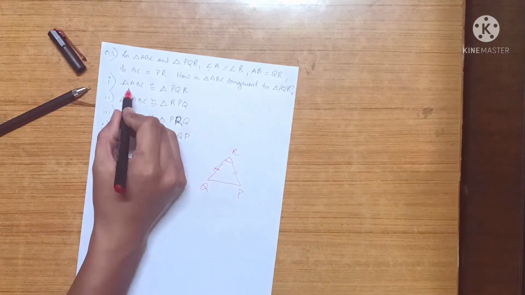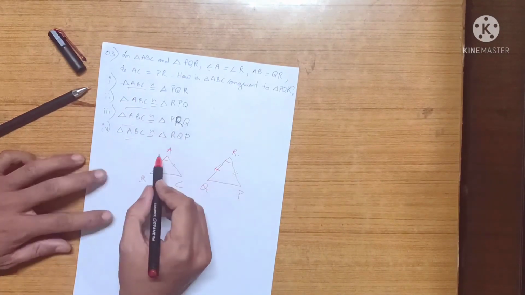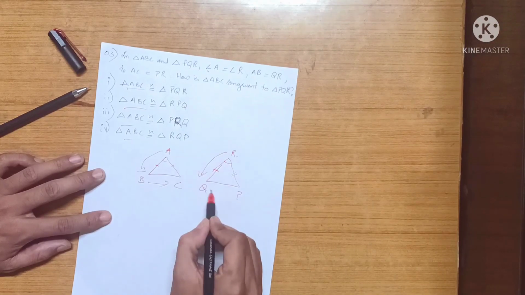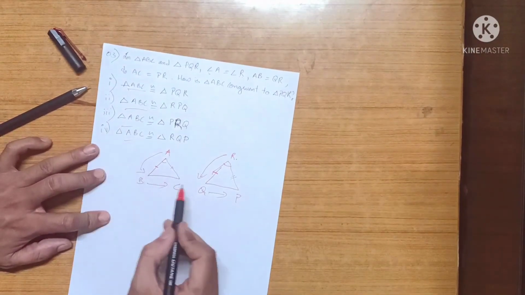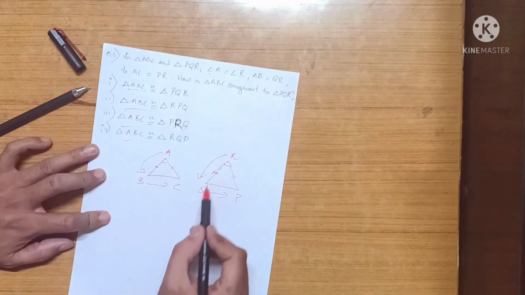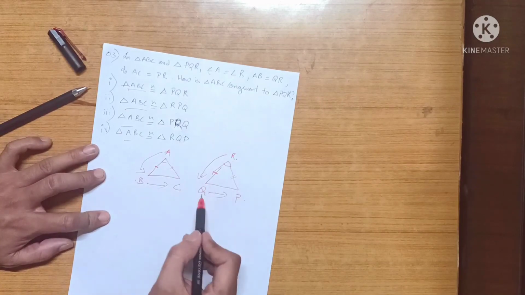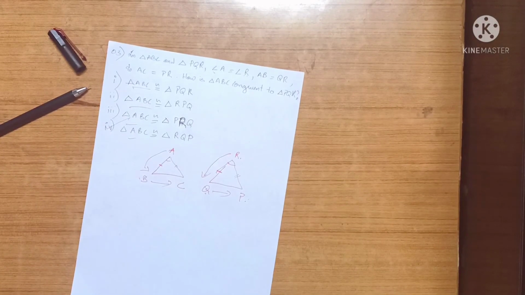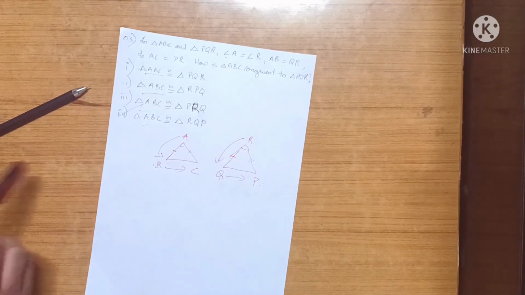So how is triangle ABC congruent to PQR? ABC is going in this direction, so here also it should go like this, QRP. Sorry, not QRP, RQP. ABC, RQP, which is the fourth option. So that's how you do it, okay?